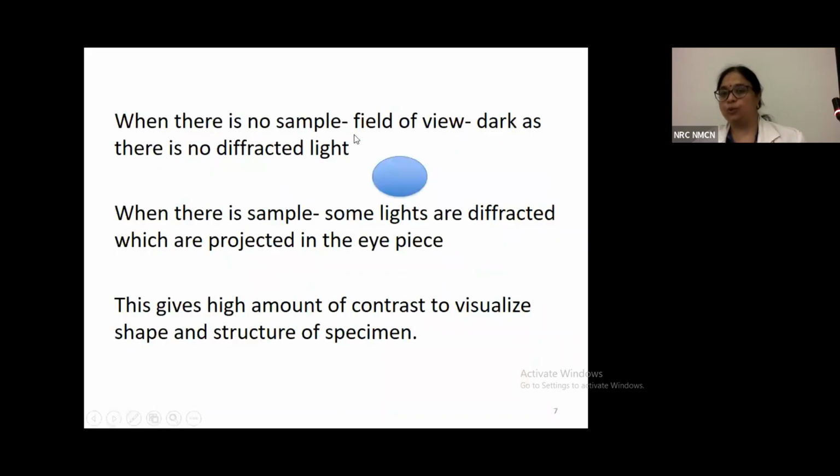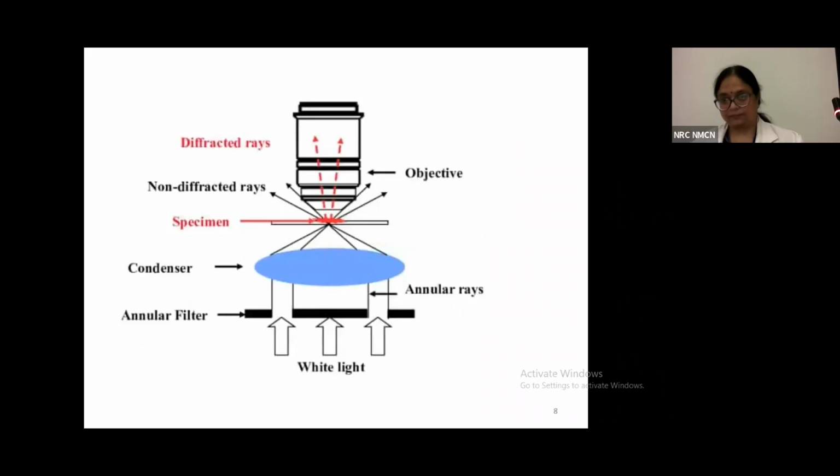So when there is no sample, the field of view is dark as there is no diffracted light. But when there is a sample, some light is diffracted which is perceived by the eyepiece. This gives a high contrast to visualize the shape and the structure of the specimen, which is unstained or light colored. This is the same.